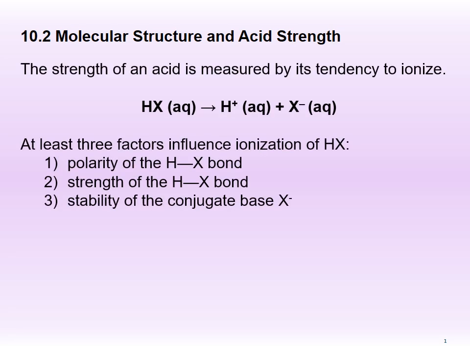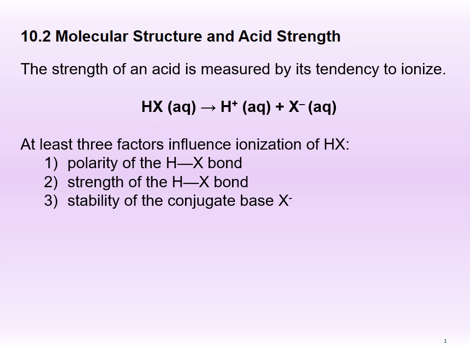The strength of an acid is measured by its tendency to ionize, that is, to turn into ions. Let's look at the hydrohalic acids HX, where X represents a halogen. In water, most of the hydrohalic acids, except for HF, are completely ionized and exist as ions H plus and X minus.